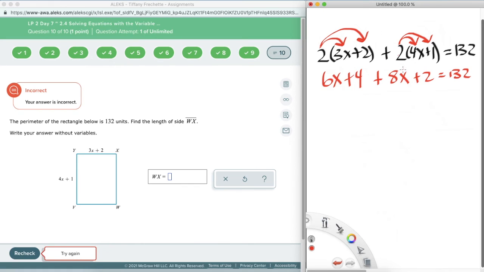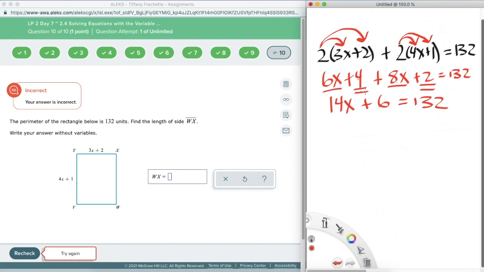So now we want to combine like terms. So we have 6x and 8x. So together I have 14x. And then I have constants here. I have 4 and 2. So I can combine those as well. So I just combine them kind of in one step, but I'm showing you, with the underlining here, you can see the two pieces I'm adding.